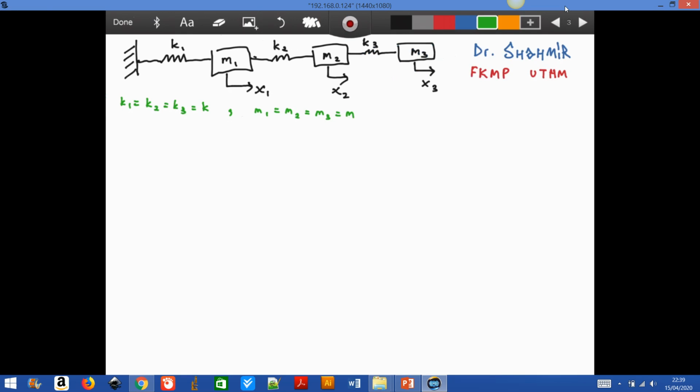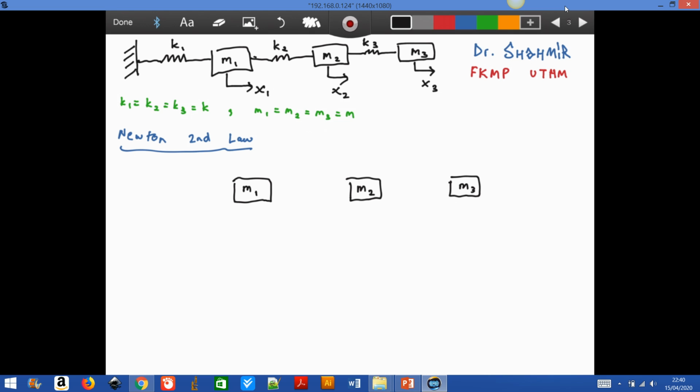In order to construct the equation of motion, basically the first thing you need to do is draw the free body diagram. Remember, for the free body diagram, start with the masses. So we have 3 masses here: we have m1, we have m2, and we have m3.